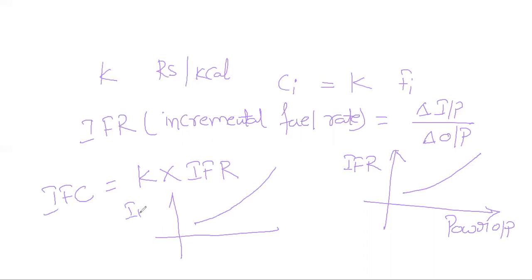So incremental fuel cost on the y-axis and the power output on the x-axis. So this incremental fuel cost units will be rupees per megawatt hour. The power output is expressed in megawatt.